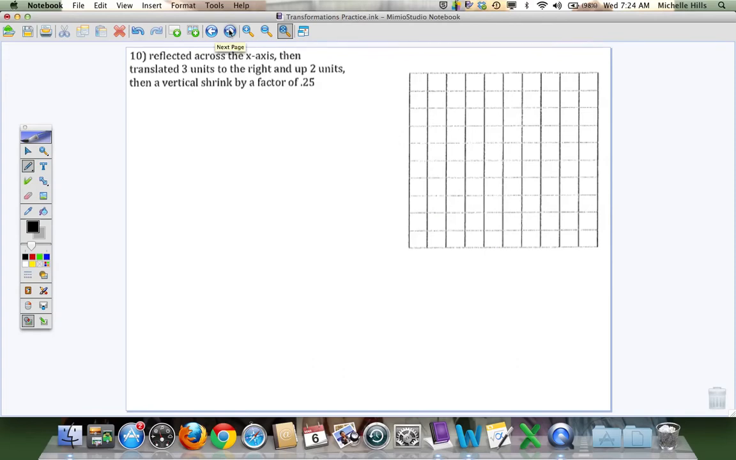There's a lot going on in this one. There's a shrink, there's a reflection, and there's a translation. So reflected means it's going to open down. The vertex moves 3 units to the right and up 2 units. So I'm going to start, I need to have my vertex 3 units to the right and up 2 units, but then it's going to open down. So 3 units to the right and up 2 units. It opens down, a vertical shrink by a factor of 0.25.